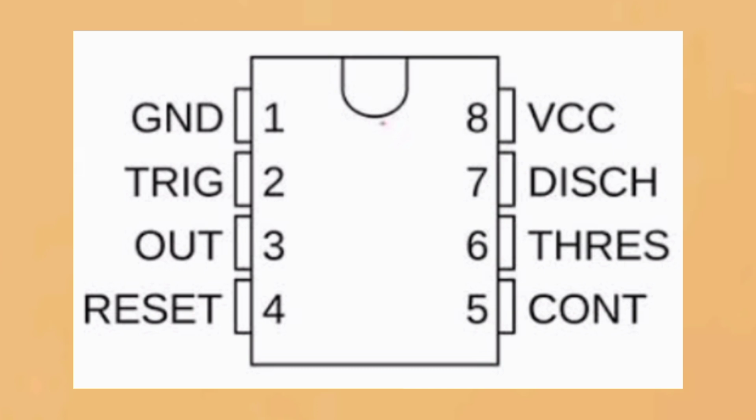Pin number 7, discharge. This is the discharge pin. Through this pin, the transistor discharges the timing capacitor inside the IC. Pin number 8, VCC. And finally, pin number 8 is VCC. It is connected to the positive power supply.